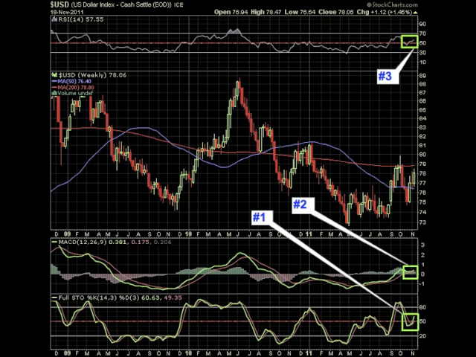And on the weekly chart, down below, point number one, the stochastics are giving us a bullish signal as the green line has crossed the red, and we've taken out the 50 line. We gave this one a green mark.